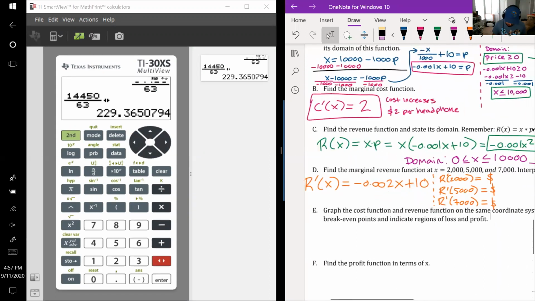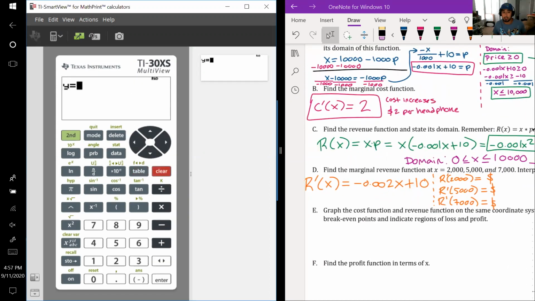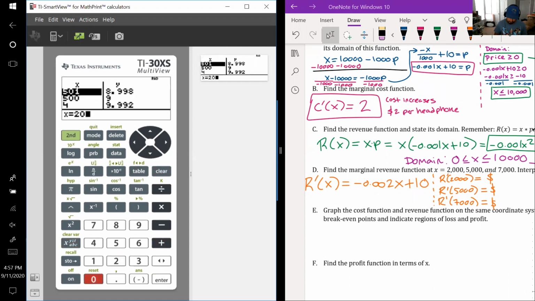Let me type this function into my table. Makes things a lot faster. Negative 0.002 x, right? 0.001 times 2. Okay. Negative 0.02 x plus 10. Enter, enter, enter, enter, enter, and then I'll type in my numbers. 2,000, 5,000, 7,000.